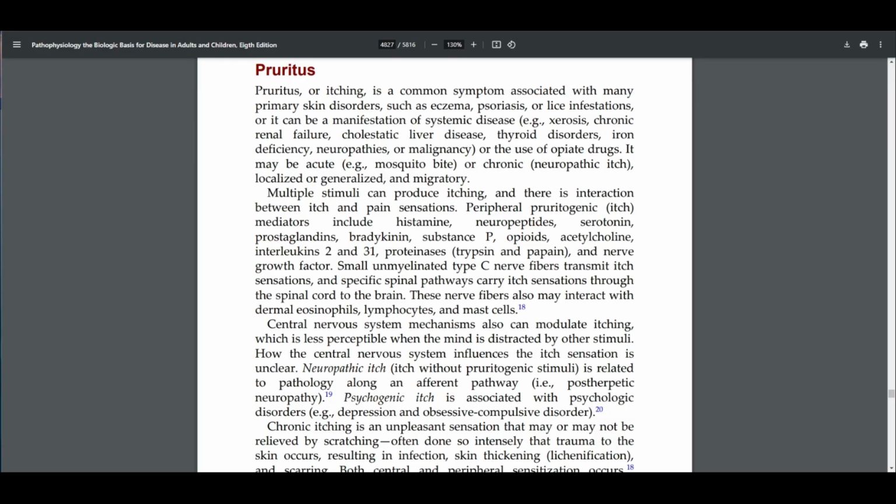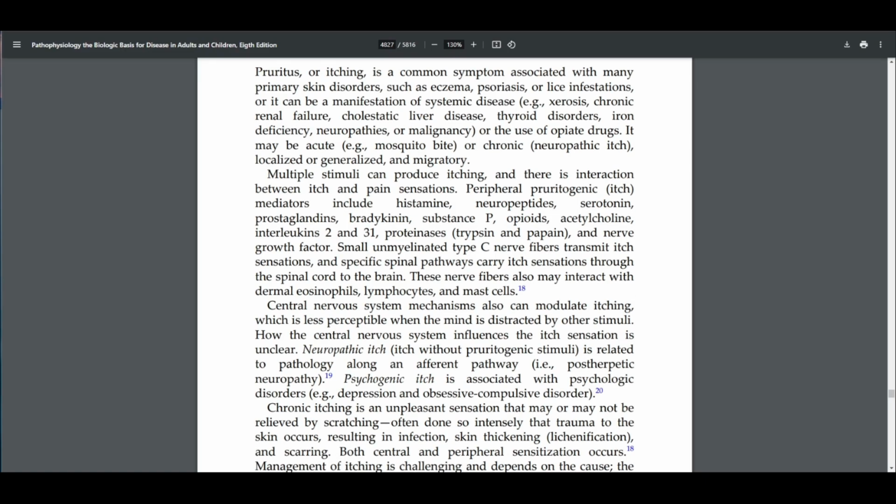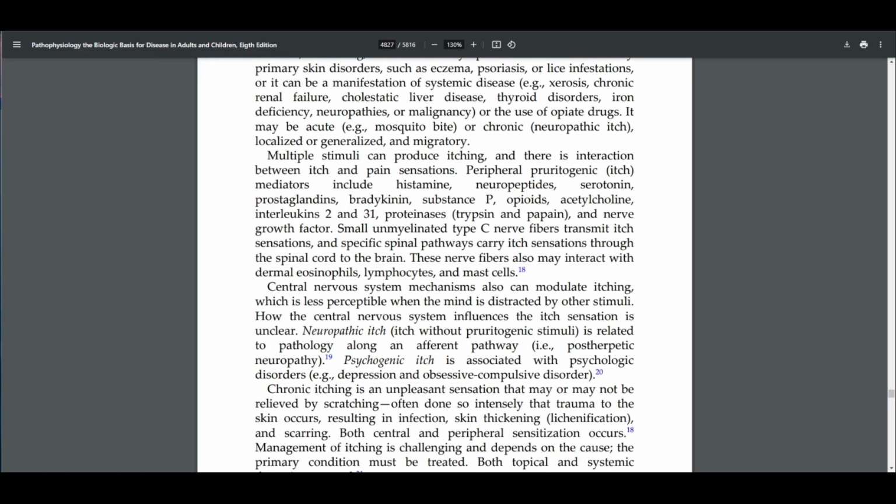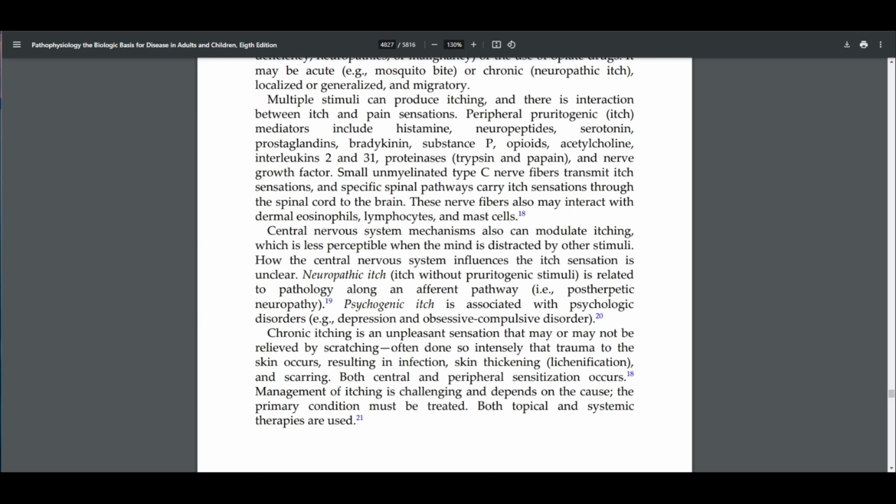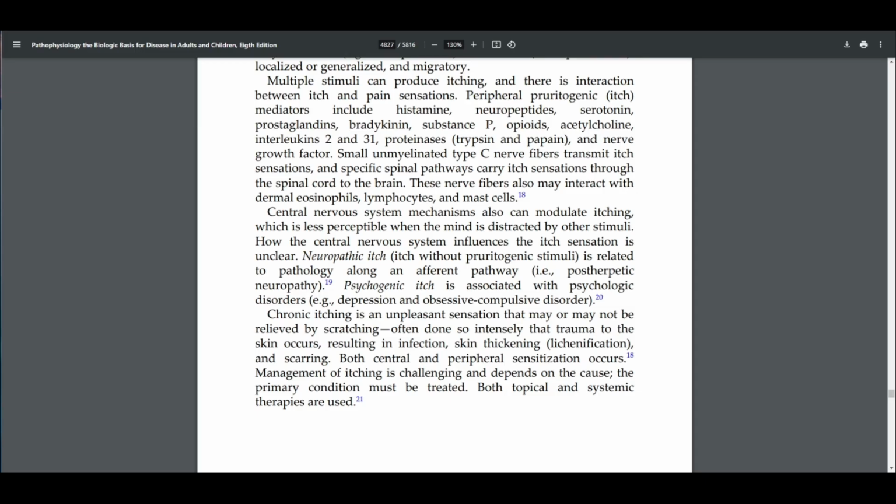Central nervous system mechanisms also can modulate itching, which is less perceptible when the mind is distracted by other stimuli. How the central nervous system influences the itch sensation is unclear. A neuropathic itch, an itch without a pruritogenic stimulus, is related to pathology along an afferent pathway. Psychogenic itch is associated with psychologic disorders.